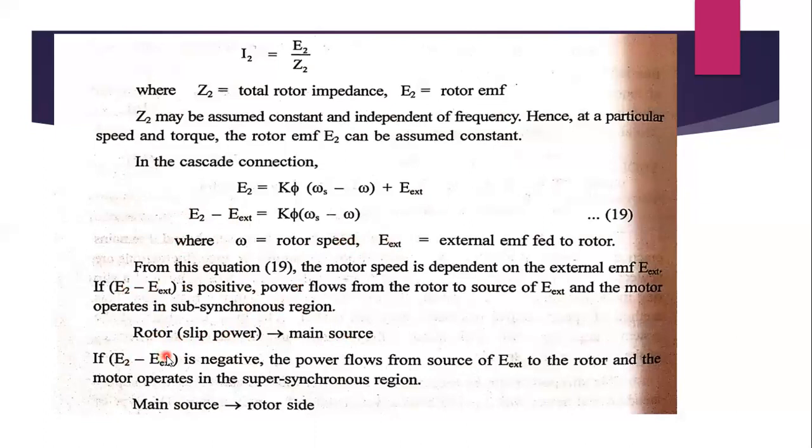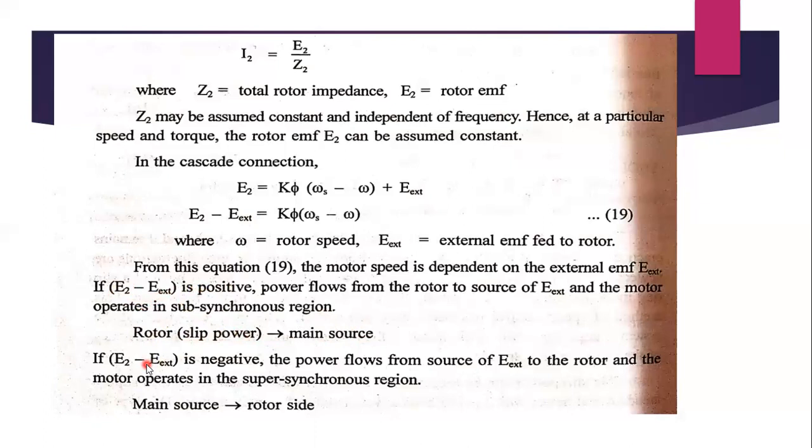In this case the external EMF is more than the rotor EMF. Power always flows from high potential to low potential. So here, E2, the rotor EMF, is a higher potential compared to the external EMF. That's why the power flows from the rotor to the main source. That is called the subsynchronous region.